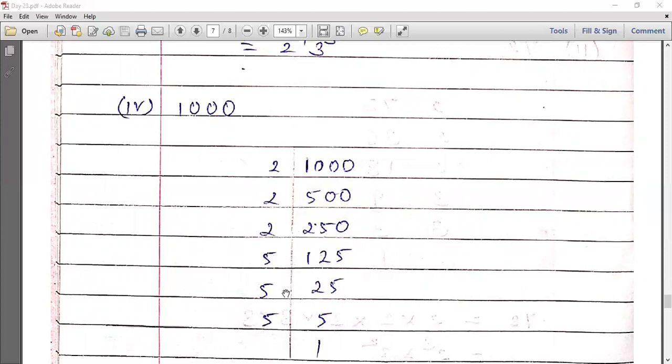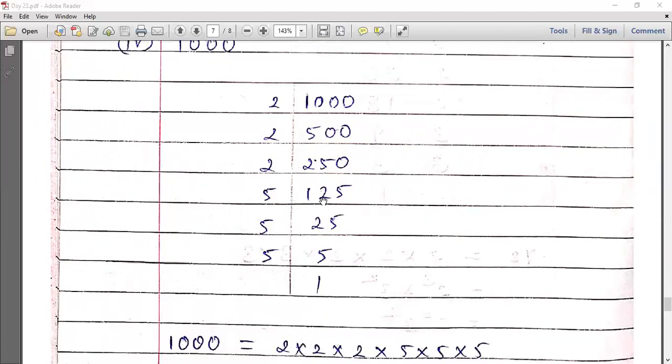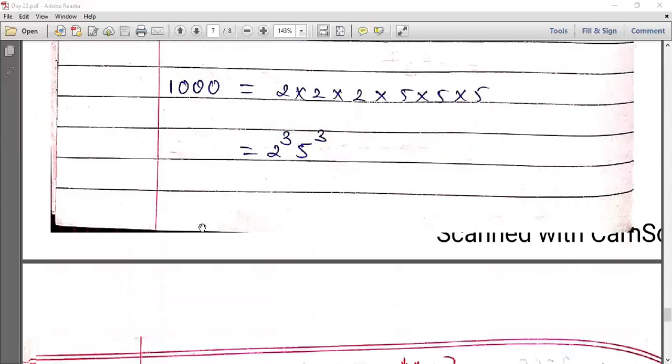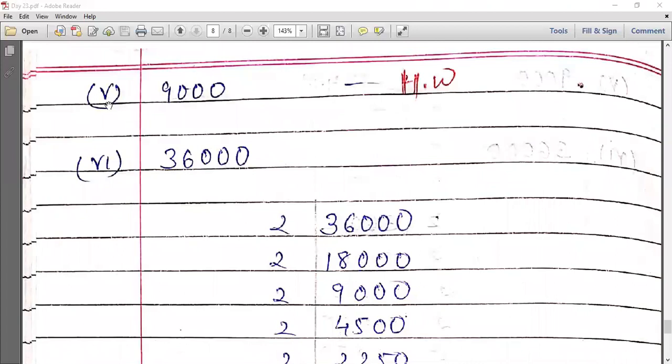So we will find the HCF using prime numbers of 1000. You can see I got 3 times 2 and 3 times 5. I have written 1000 in the form of its factors, the product of its factors. As 2 is repeated 3 times, I have written 2 raised to 3. 5 is repeated 3 times, so 5 raised to 3. 2 raised to 3, 5 raised to 3 is the exponential form of 1000 in terms of its prime numbers. Try to solve question number 5, part number 5.